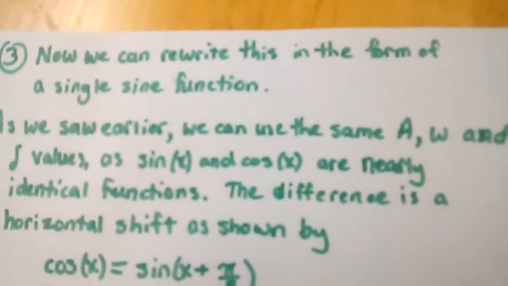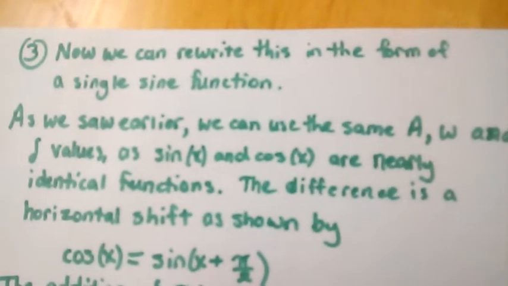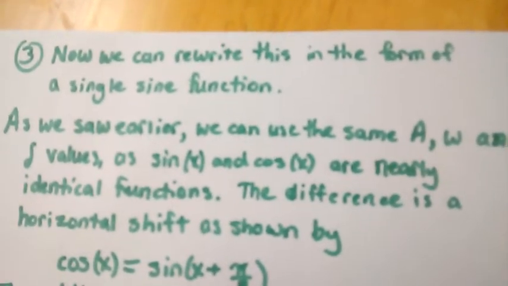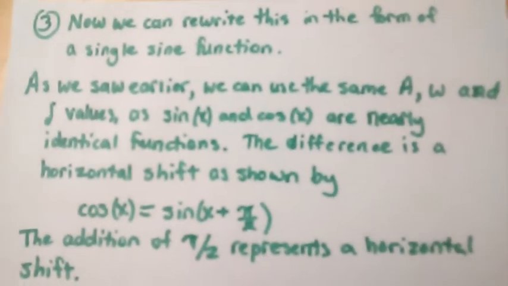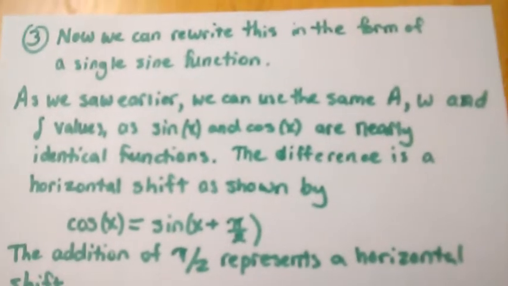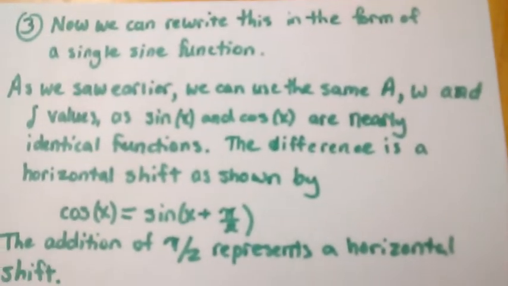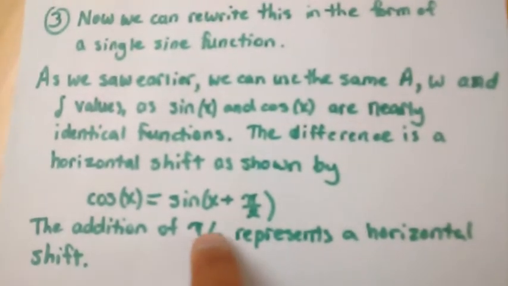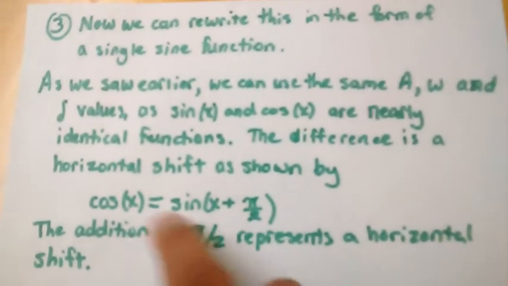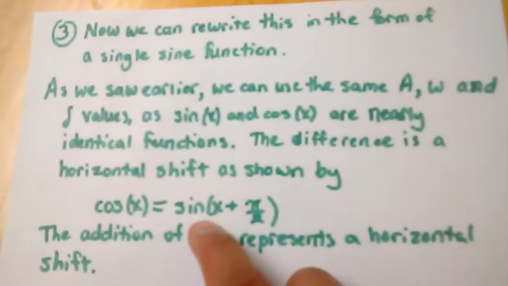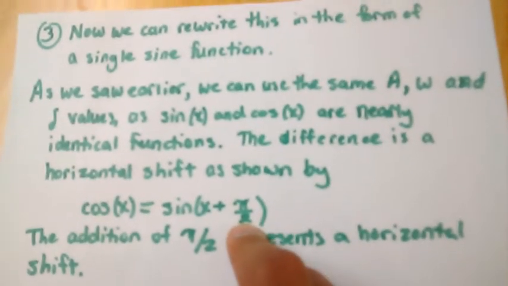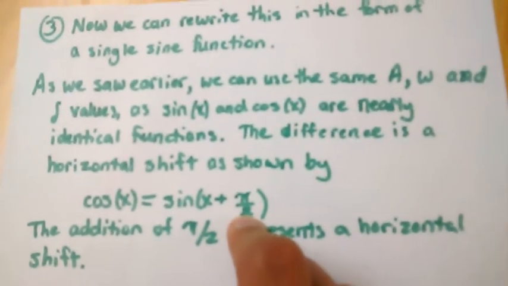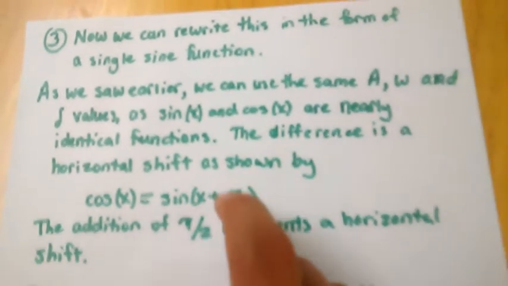Now, if we want to write this in terms of a sine function, we can do that very easily now that we've found the cosine function. As I said earlier, sine and cosine are essentially the same function, except there is a phase shift, and we see that right here. Cosine of x is equal to sine of x plus the phase shift of pi over 2 inside the parentheses here.